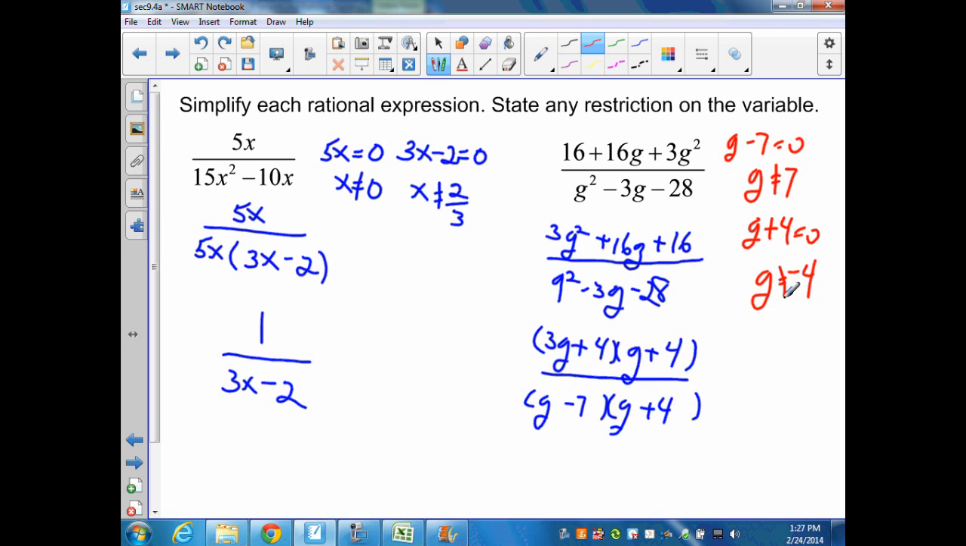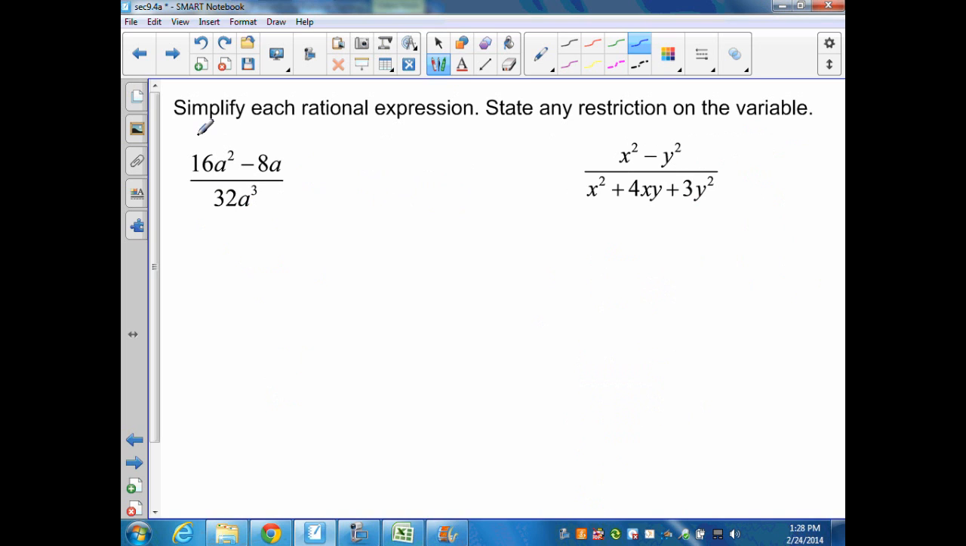Now I can just simplify. And when I do, the g plus 4's cancel out. And that's going to give me 3g plus 4 over g minus 7. Again, I want to state restrictions and then simplify the expression. Here I can determine that a cannot equal 0. That would be my only restriction. If a is 0, my denominator would be 0, and my function would be undefined.